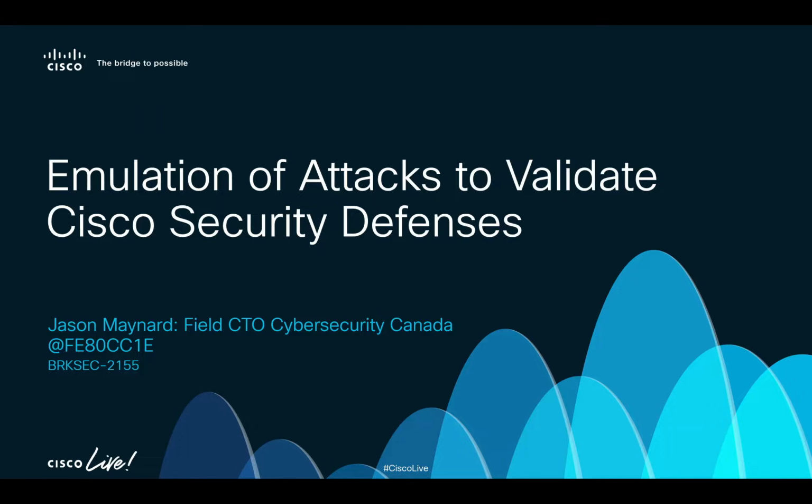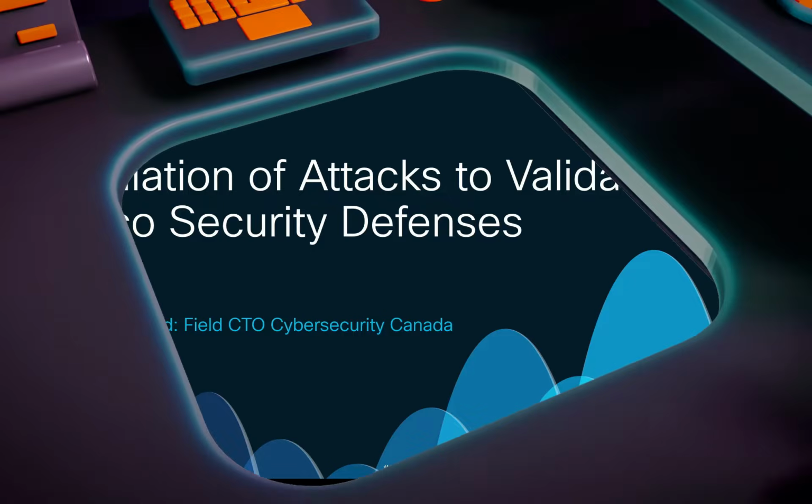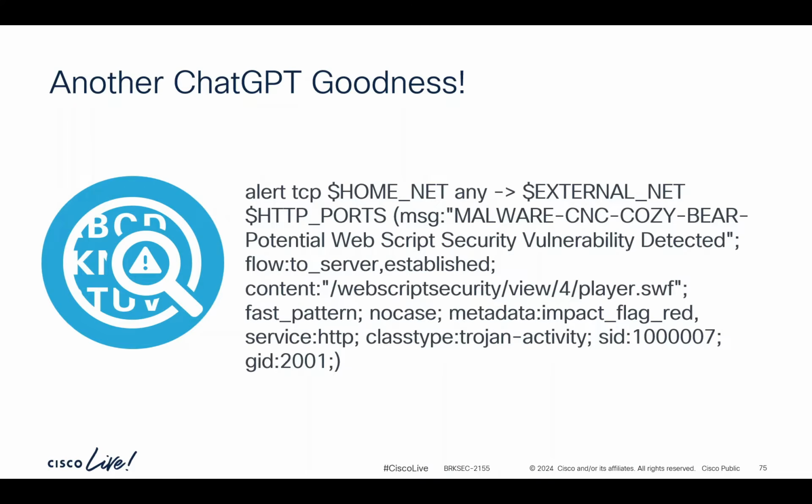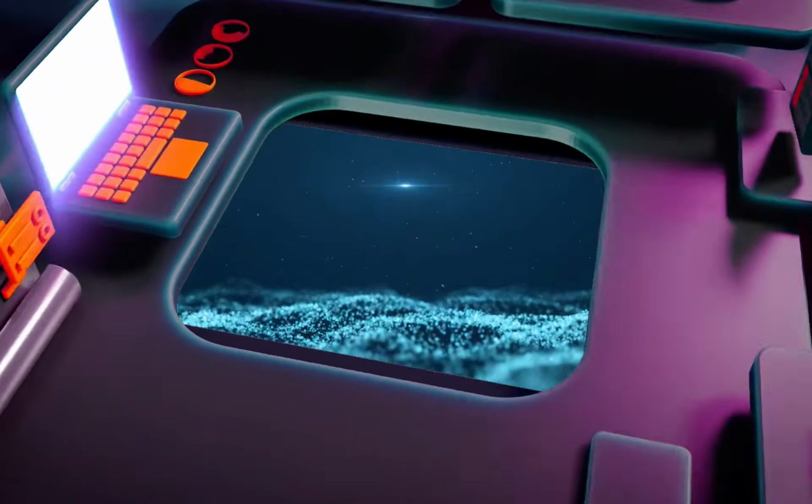Emulation of attacks to validate Cisco security defenses. All right, so this test is going to leverage Cisco Secure Firewall. And we're actually going to fail the test. We're actually going to test for something we know that we're not going to be able to detect. And then what we're going to do is use ChatGPT to develop a signature that we can import into Cisco Secure Firewall, right, using Snort, and then rerun that test, and we should be able to detect and/or prevent. All right, let's get started.